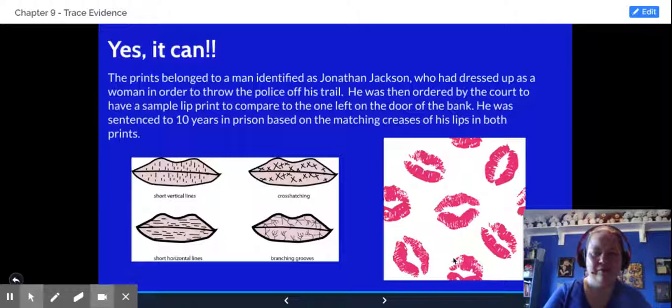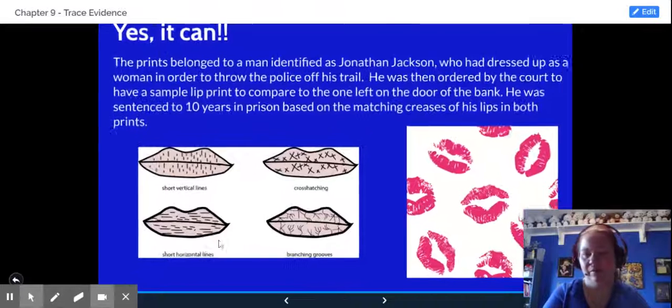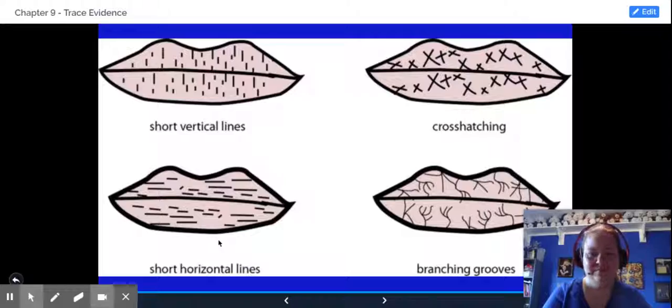Okay. What they looked at were the matching creases in his lips on both prints, and that can actually work similar to fingerprints. So as you can see, there are different types of lip prints right here: the short vertical lines, cross hatching, short horizontal lines, and branching grooves. Like that.